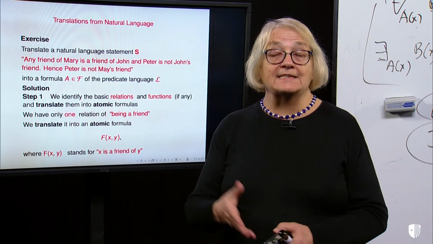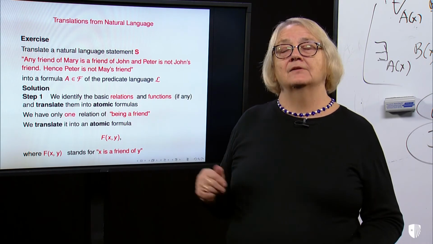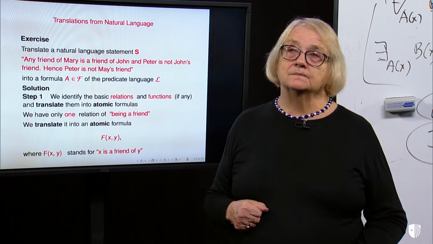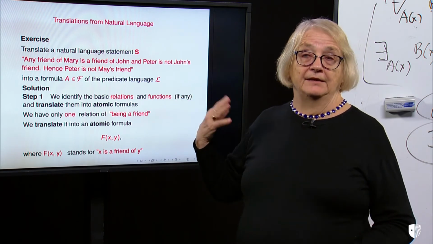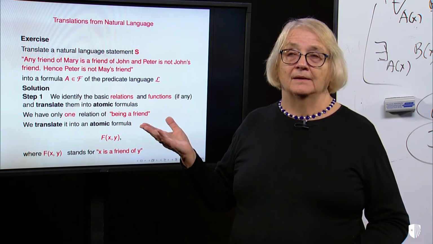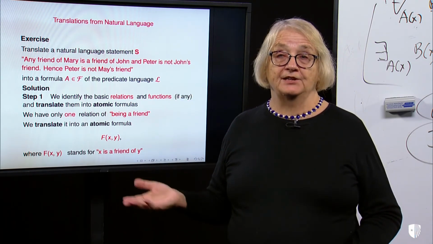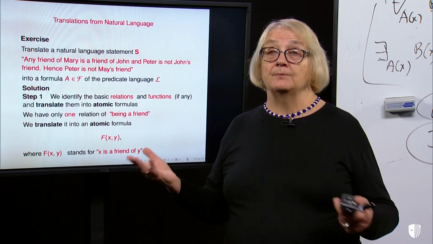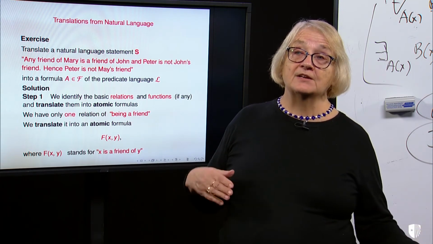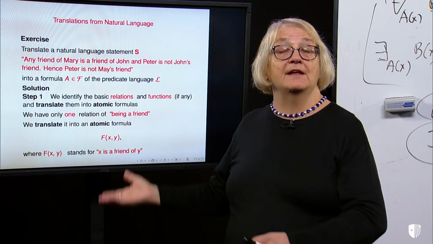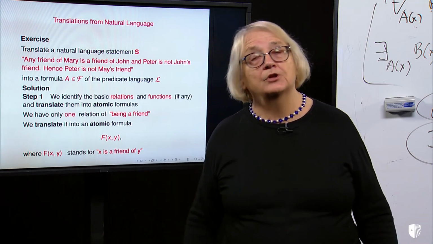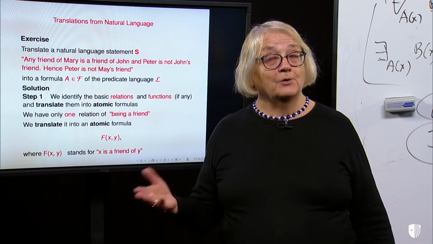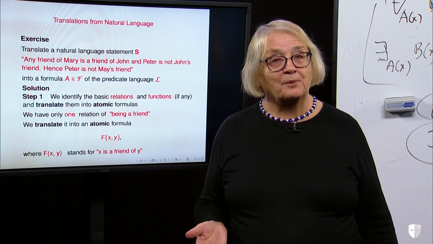Now, this is a typical translation from natural language, and this is typical in artificial intelligence. For example, any friend of Mary is a friend of John, and Peter is not John's friend, hence Peter is not Mary's friend. Is it a true statement or not? Can you prove this statement true or not? So you have to translate it in a proper way.